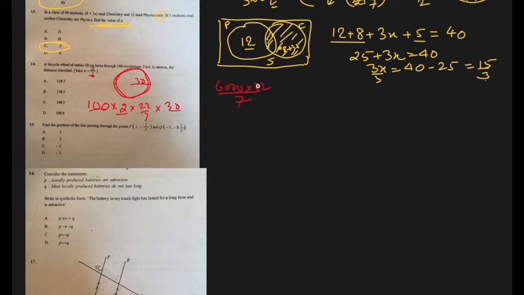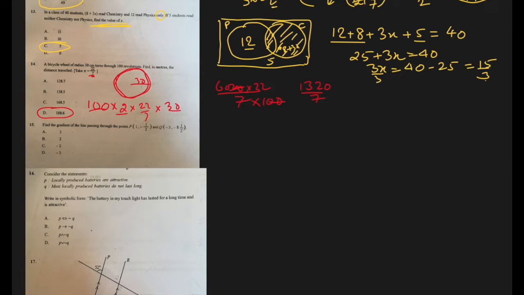But we have to convert it to meters. So let's divide it by 100 also. It makes our calculations easier. So 100 cancels with this. So 60 times 22 will be 1320 over 7. Let us calculate this. 1320 over 7 will be 188.57. 188.57 is equal to D.